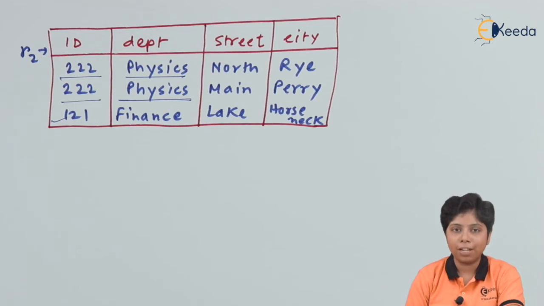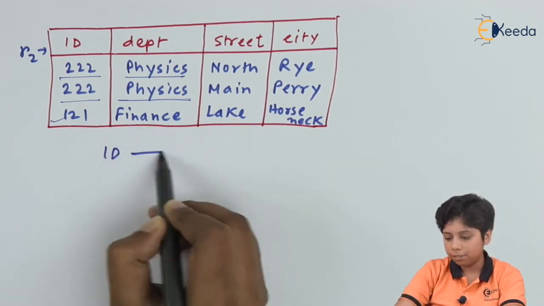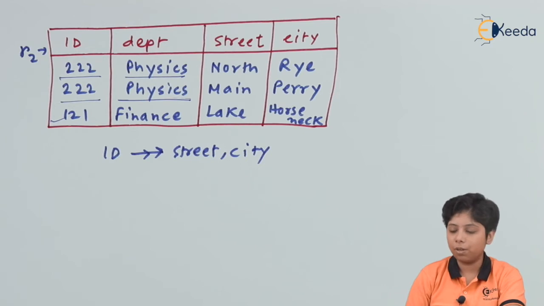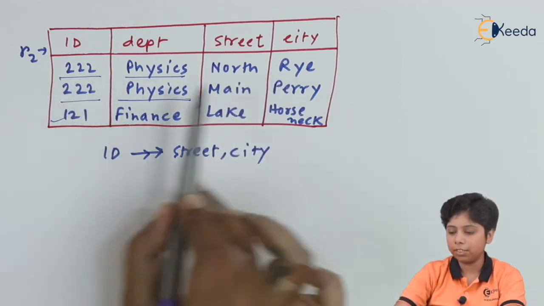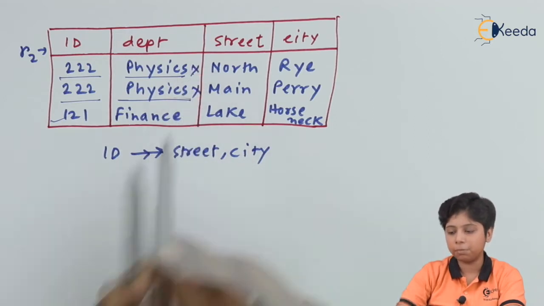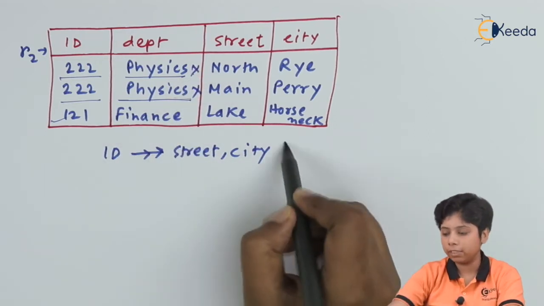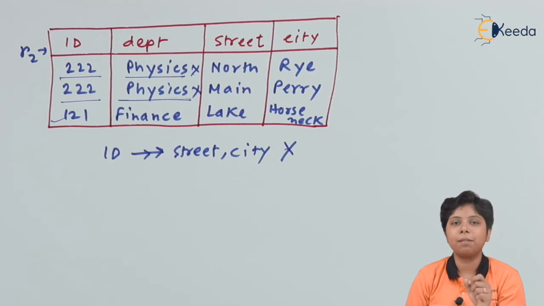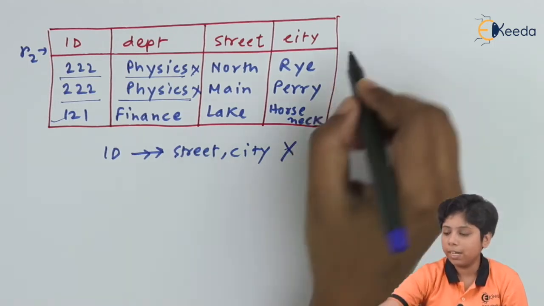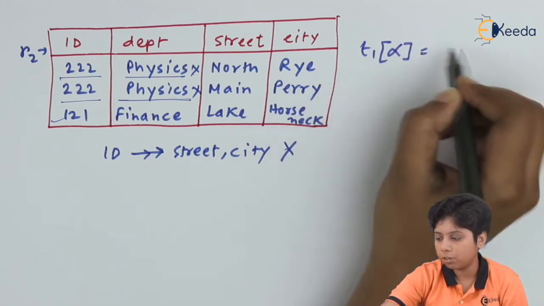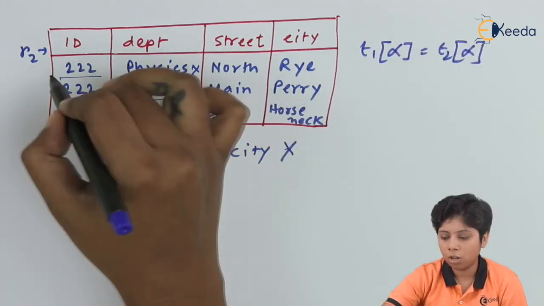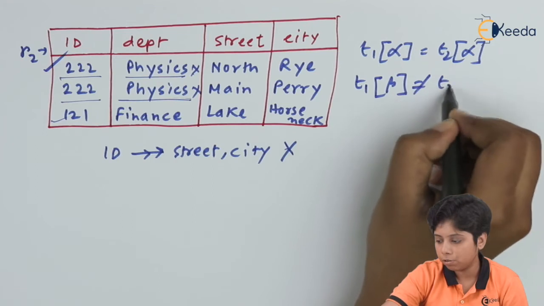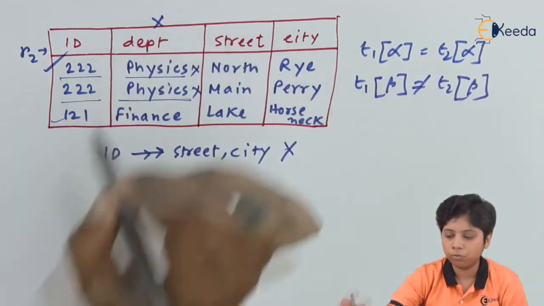Now, if there is a multi-valued dependency, that is ID multi-valued street and city, that is present in this one, so we can say that the ID has got two different street and city. But as the department is also a part of it, we cannot say that this dependency is preserved. That means we have the same ID with two departments and that department has got the same name. So the constraint, that is t1 alpha equals t2 alpha, is satisfied here, but t1 beta not equal to t2 beta does not hold for this one.